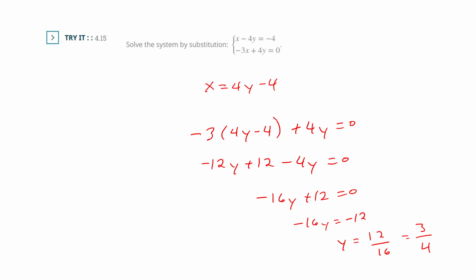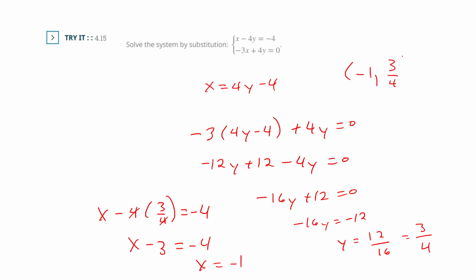Now, back into either equation I want. You could even use this one if you want, but I'll use it up here. I've got x minus 4 times 3/4 equals negative 4. Those will cancel. And you see I'm left with x minus 3 is negative 4. X would be negative 1. So I have it. The point (-1, 3/4) is the solution to this system of equations.